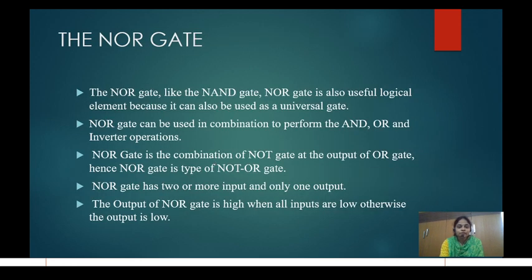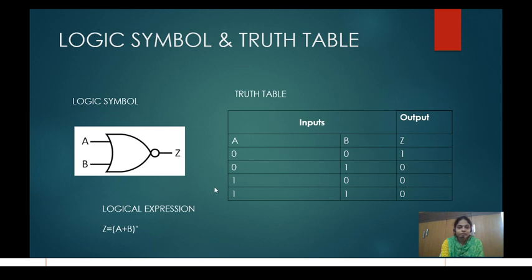Coming to the NOR gate, this is opposite to the OR gate. This is the combination of OR and NOT gate representation, and the output will be opposite to the OR gate truth table. This is the logical symbol. This is the OR gate, and this bubble indicates the NOT symbol. Here we have taken 2 inputs, A and B.